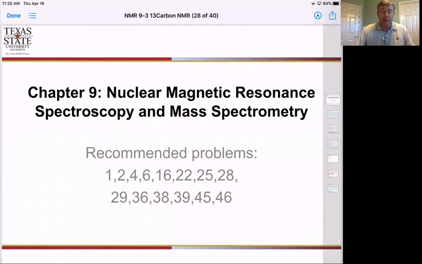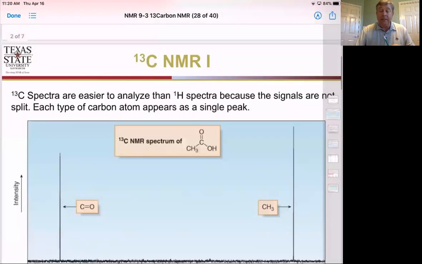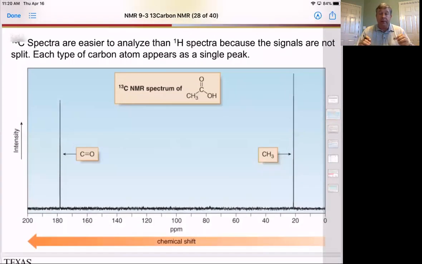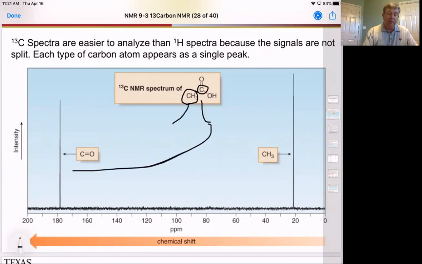We're going to continue on with NMR spectroscopy in Chapter 9, and today we're going to talk about carbon-13 NMR. Carbon-13 NMR is typically easier to analyze than our proton spectrum because we do not have splitting and we don't care about the intensity of the peaks. What we're really looking for is the number of peaks and the chemical shift. Each type of carbon atom will appear as a single peak. In this example, we have acetic acid, with a carbon with 3 hydrogens on it and a carbonyl. So we have two different types of carbons, and they appear as one peak for the carbonyl and one peak for the methyl group.